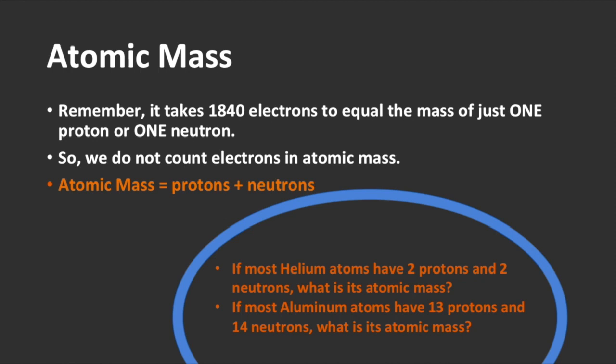Atomic mass actually equals the number of protons plus the number of neutrons. If most helium atoms have 2 protons and 2 neutrons, what is the atomic mass? Yes, it's 4. If most aluminum atoms have 13 protons and 14 neutrons, what is its atomic mass? Yes, it's 27.